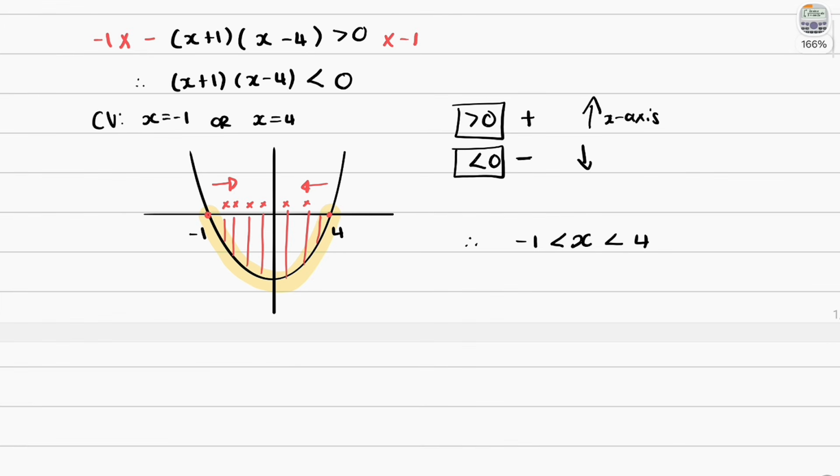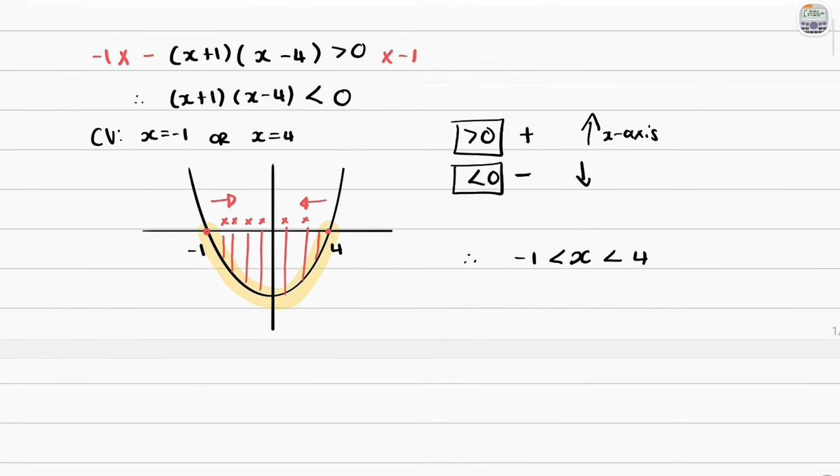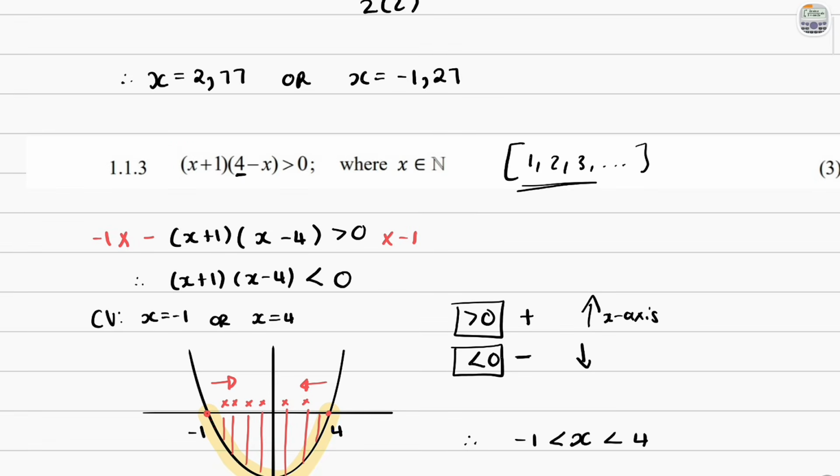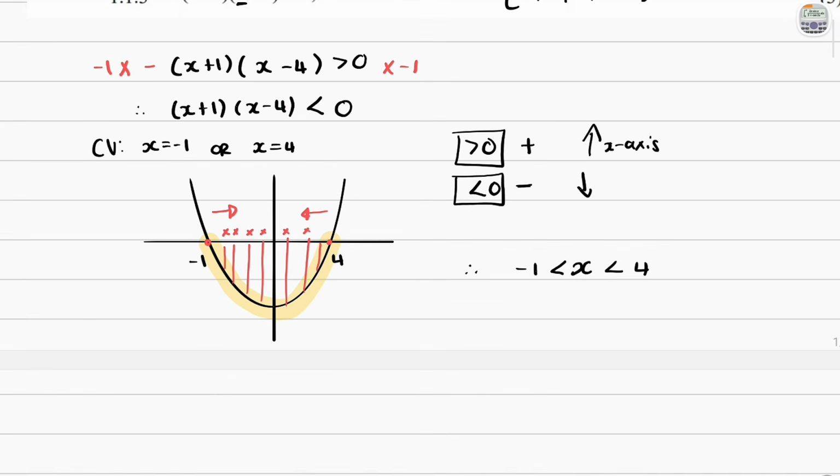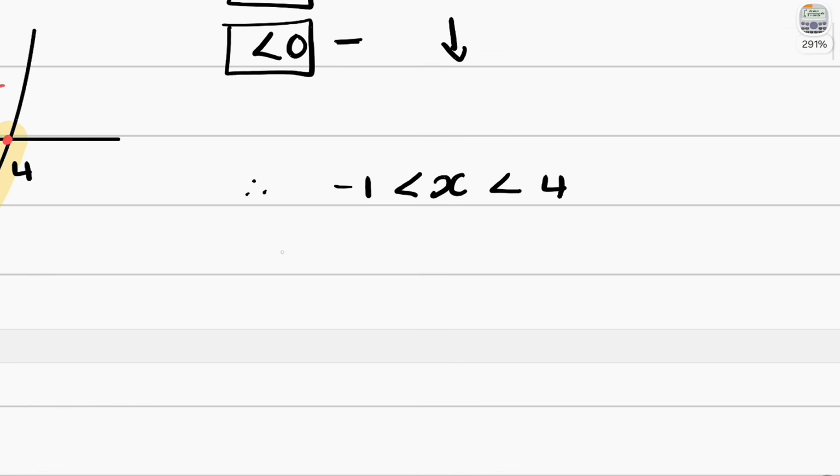So we can't just accept all of these. We have to specifically take natural numbers, meaning only the positive ones. If we were taking all the numbers that were greater than negative 1 but less than 4, look at these numbers. Greater than negative 1, meaning it's not including negative 1, okay? So it's after negative 1. We didn't say greater than or equal to negative 1. It's just greater than negative 1.